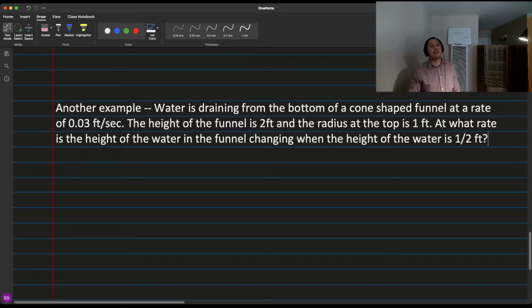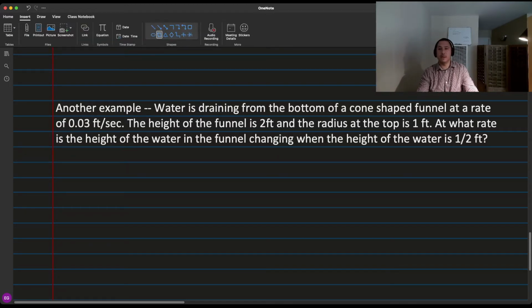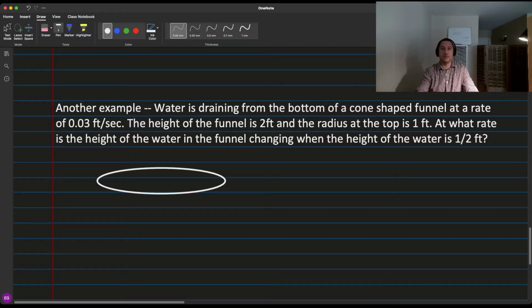Okay, so there's a lot to pick apart here. Usually you go through and you read it, and you have to digest it and draw your diagram, figure out what you're doing. Okay, so we're draining through a cone-shaped funnel. So first I'm just going to draw our cone-shaped funnel.